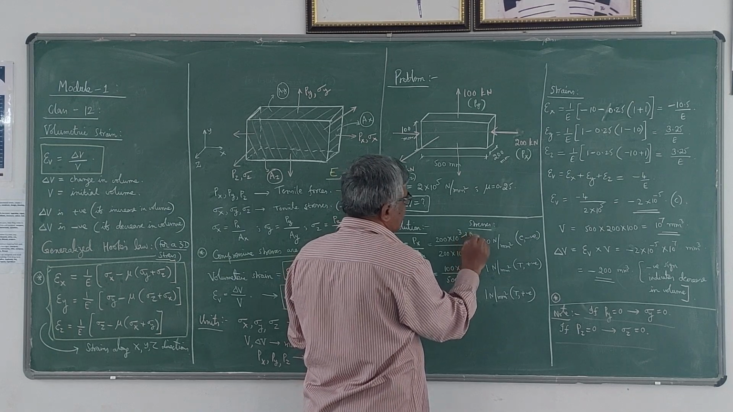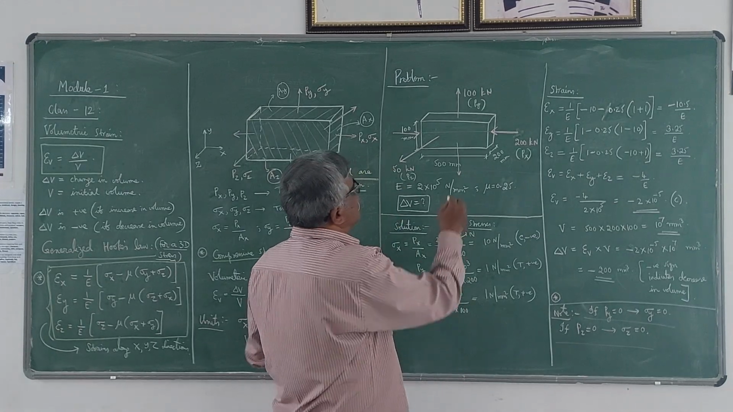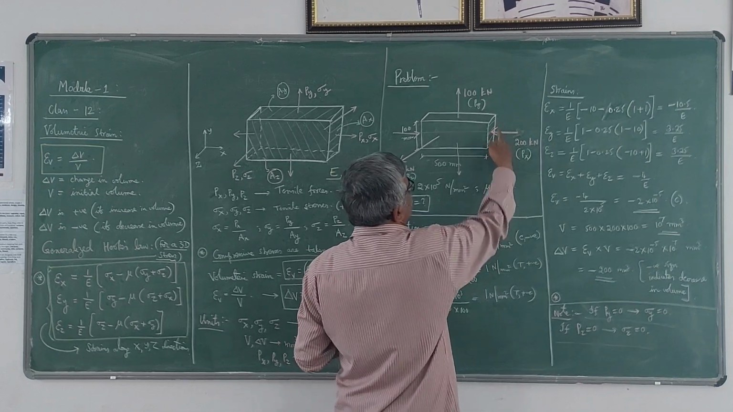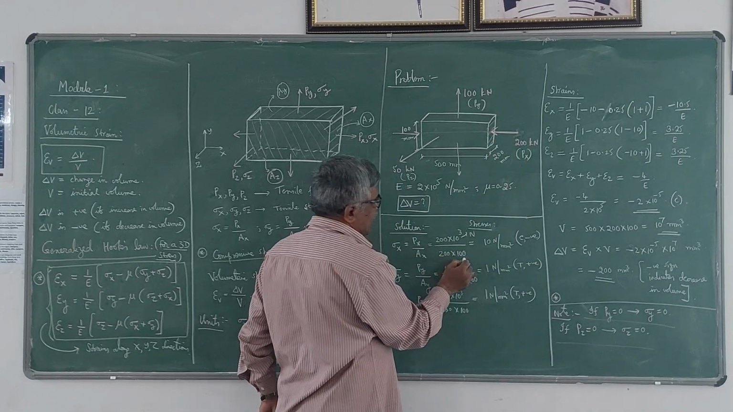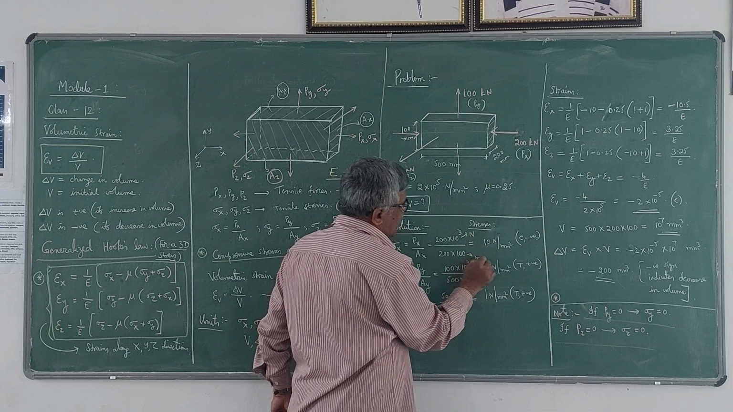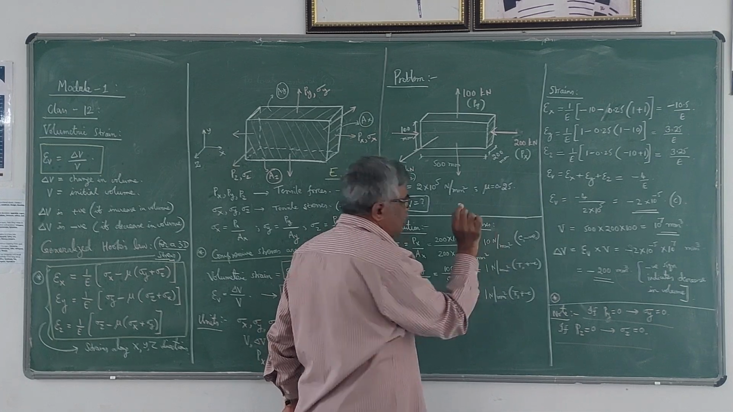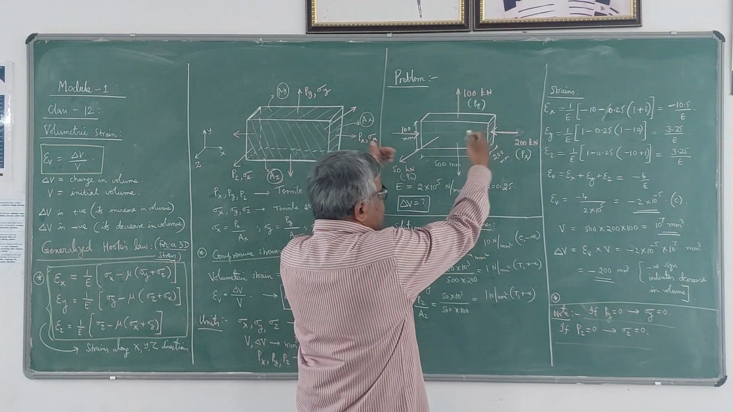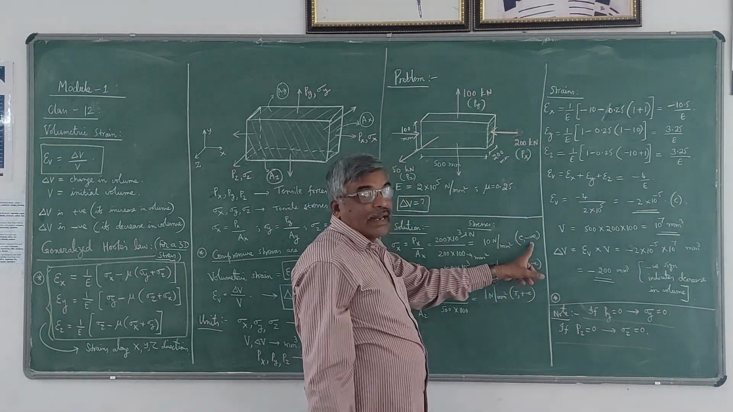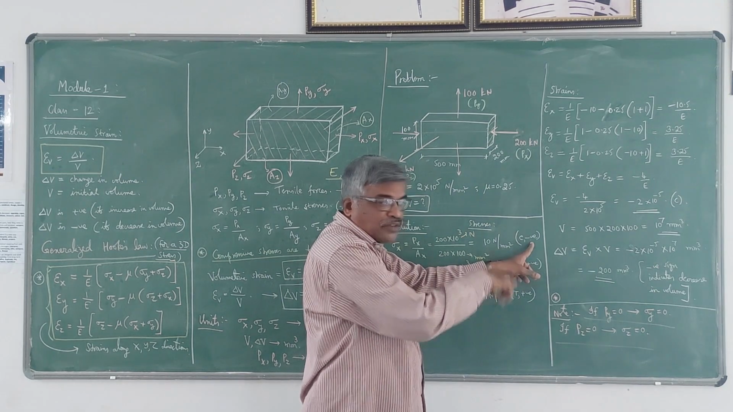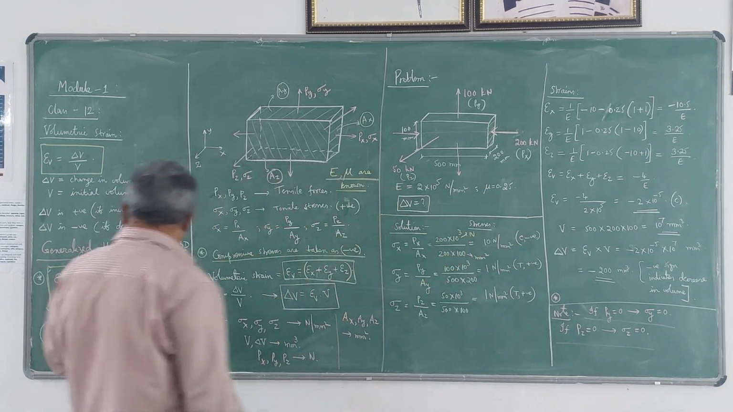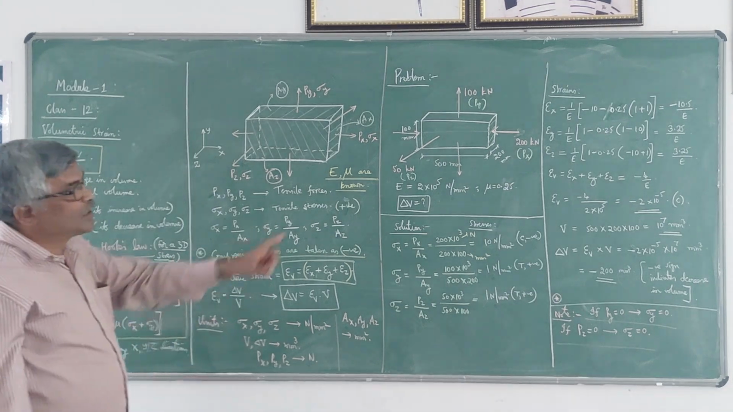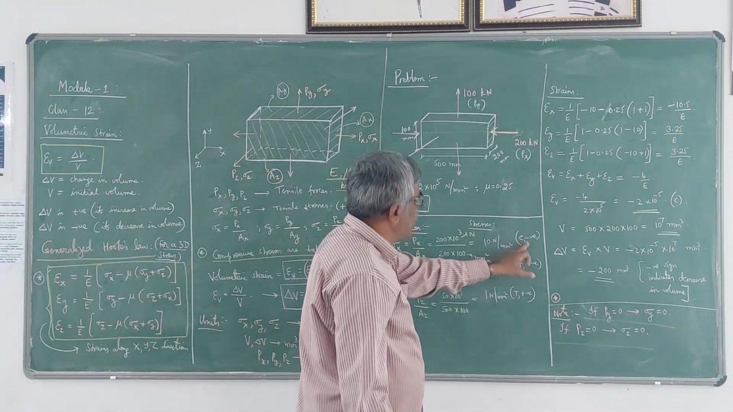Then Ax is the area perpendicular to this, which is 200 into 100. That's what I have taken here. This is in millimeter square. If you simplify, you are going to get 10 Newton per millimeter square. This is compression, C stands for compression. Compressive stress, so I have to take that as negative. That means when you are using the formula, we have to take sigma x as minus 10. That's what we have done there. So minus 10 we have to take.